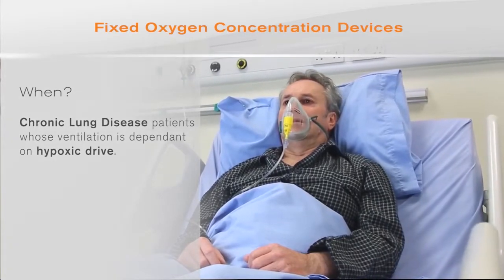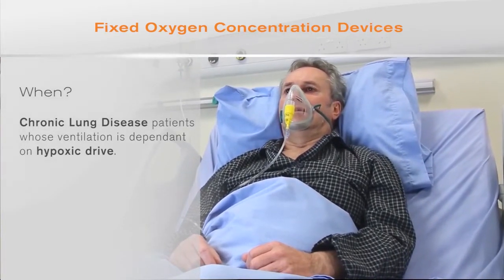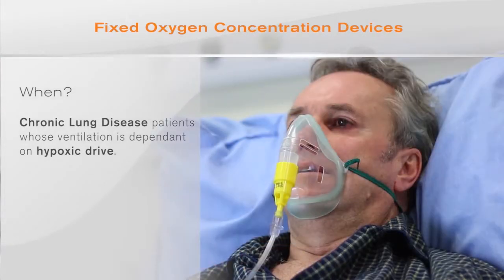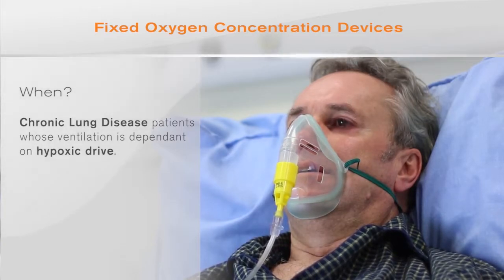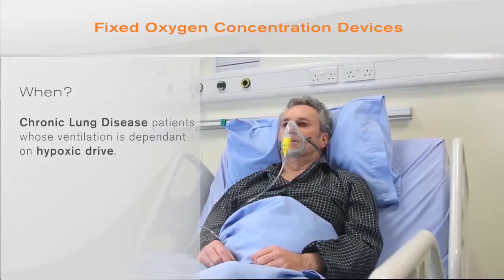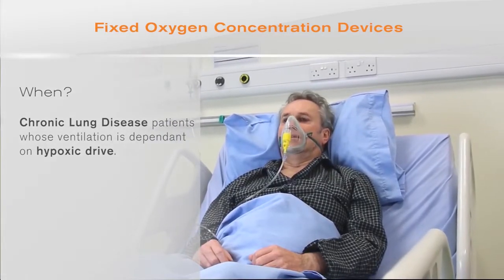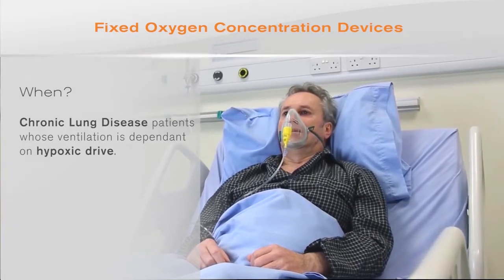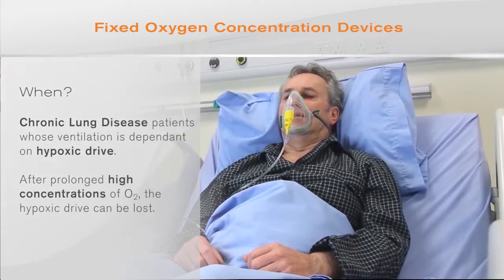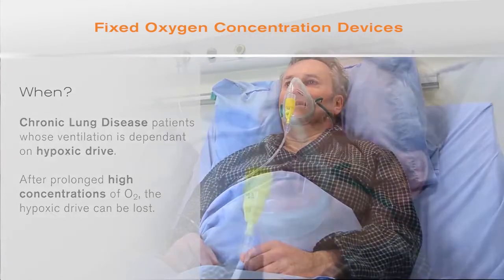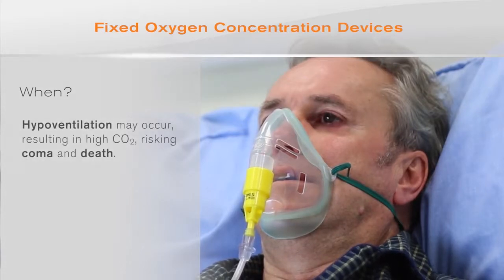These devices might be more appropriate for patients with chronic lung disease and CO2 retention, whose ventilation is dependent on hypoxic drive. This is an overemphasized condition where the usual stimulus for respiration, which is the maintenance of normal CO2 levels, is lost due to chronically high carbon dioxide levels. Respiration is then driven by hypoxia. If high concentrations of oxygen are given to these patients and their PaO2 increases, this hypoxic respiratory drive can be lost. Hyperventilation may occur and the CO2 will become very high, causing coma and possibly death.